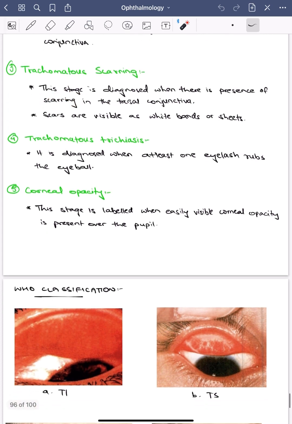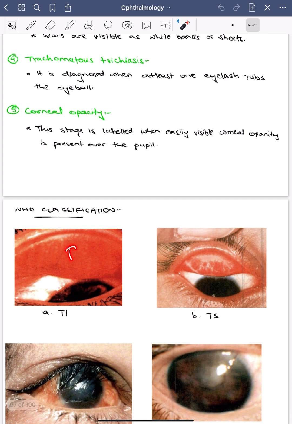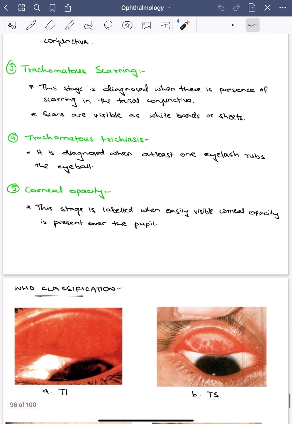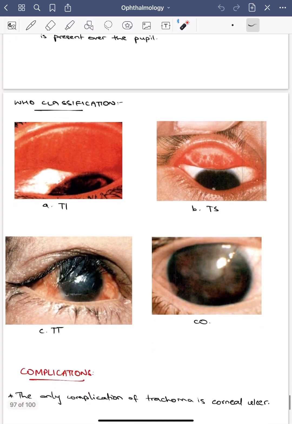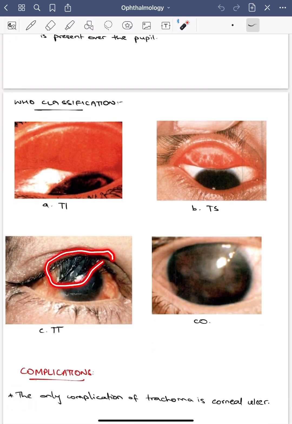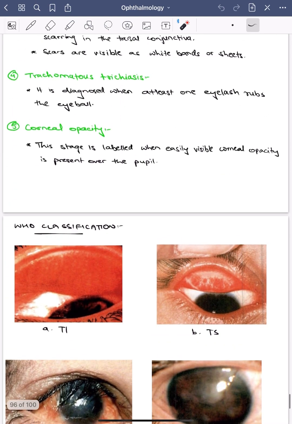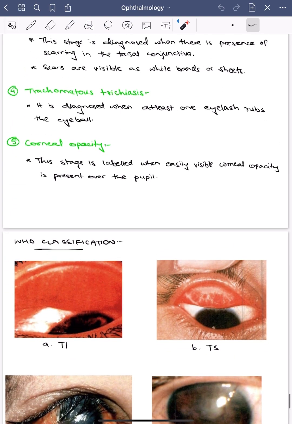So this here is the trachomatous inflammation intense, and this here shows the scarring in the upper tarsal conjunctiva. The fourth stage is trachomatous trichiasis. This is diagnosed when at least one eyelash rubs against the eyeball, and you can see here, this here is the trachomatous trichiasis. And the fifth stage is corneal opacity. Now this stage is labeled when an easily visible corneal opacity is present over the pupil.